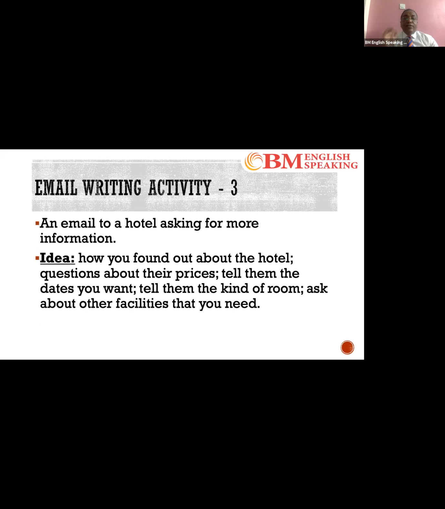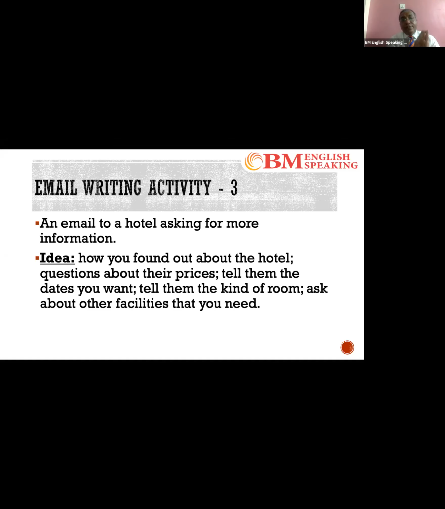Let me explain the activity to you. Write an email to a hotel asking for more information. Now you need to include all these points. How you found out about the hotel. So you need to write how you came to know about the hotel. The questions about their prices. You need to ask a question about the prices. Tell them the dates you want. So you need to clearly communicate the dates that you want. Tell them the kind of room or rooms you are looking for. Ask about other facilities that you need.